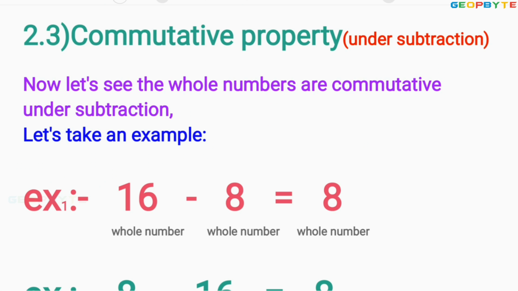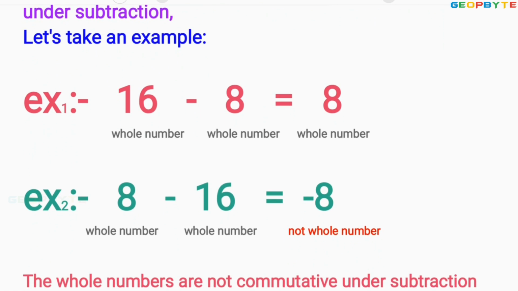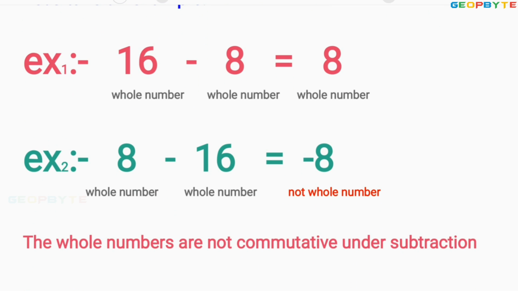Similarly, let us understand the commutative property under subtraction. For that, I took two examples. Look at the examples. 16 minus 8. 16 is a whole number, 8 is also a whole number. The result is 8. 16 minus 8 is 8. This 8 is also a whole number.